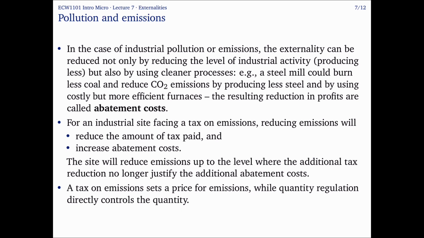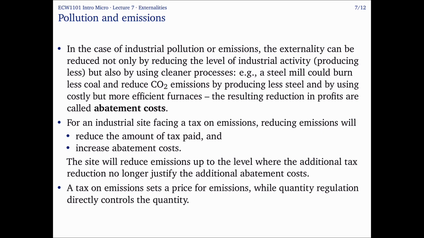So the combination of the cost of switching to cleaner technology or the foregone profits because of the reduction in activity, okay, so the power plant that burns less coal to reduce their emissions, but as a consequence generates less power and generates less profits, all of those are called abatement costs. So abatement costs is a term that refers to all the costs incurred in the process of reducing an externality, a negative externality. Okay.